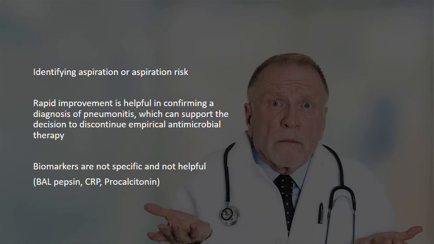There are also a few studies, not a lot, where they've tried to use biomarkers like procalcitonin, CRP, even bronchoalveolar lavage pepsin measurements to differentiate between aspiration pneumonitis and pneumonia. And they're not very specific. They can be elevated in both occasions. Obviously, patients that develop pneumonia might have aspirated before. So none of these are very helpful, and they're not very specific to differentiate between the two.